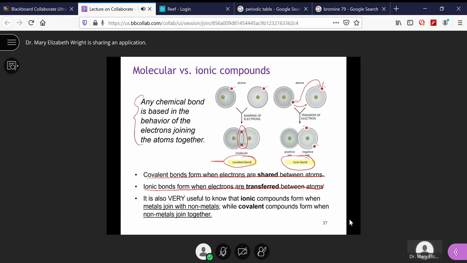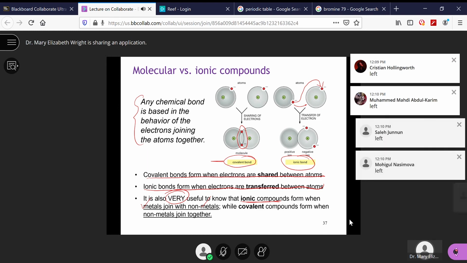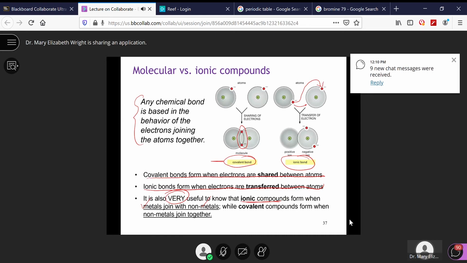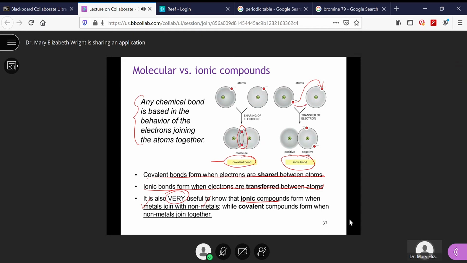So one thing that's extremely useful to know, that I'm going to repeat later, is that ionic compounds tend to form when metals join with nonmetals. And we just saw earlier today that metals are on what side of the periodic table? Left or right? Left. And non-metals are on the right. So Na is a metal, it's on the left side of the periodic table. Cl is a non-metal, it's on the right side. That's when we get ionic compounds. Covalent compounds, on the other hand, happen when non-metals join together. So things on the right side of the periodic table.